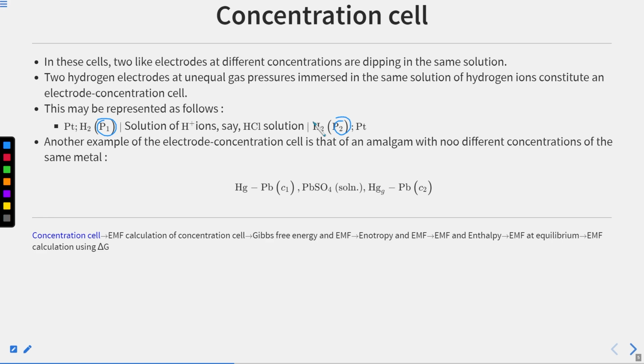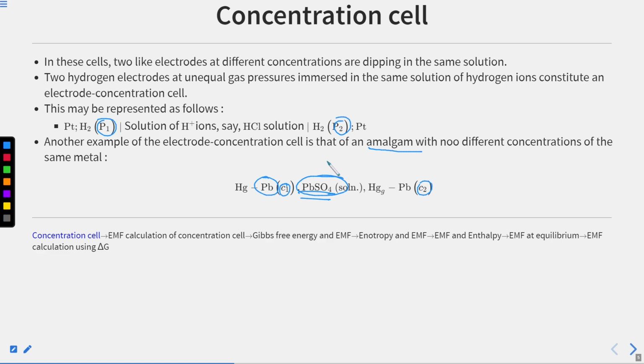If we talk about another example, we have our amalgam. Which amalgam? Lead amalgam, and we dip it in the lead sulfate. So what we are doing is we are taking lead amalgam in which lead is at different concentrations, say C1 and C2. So these are two concentrations of lead, C1 and C2, and we are dipping it in the same solution, that is PbSO4 solution or lead sulfate solution.